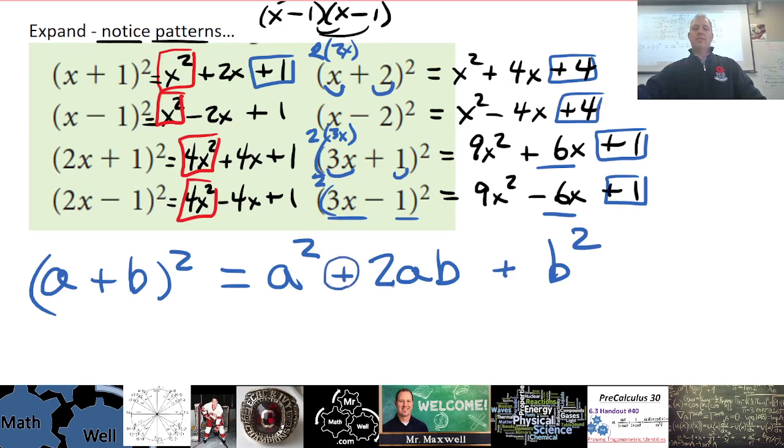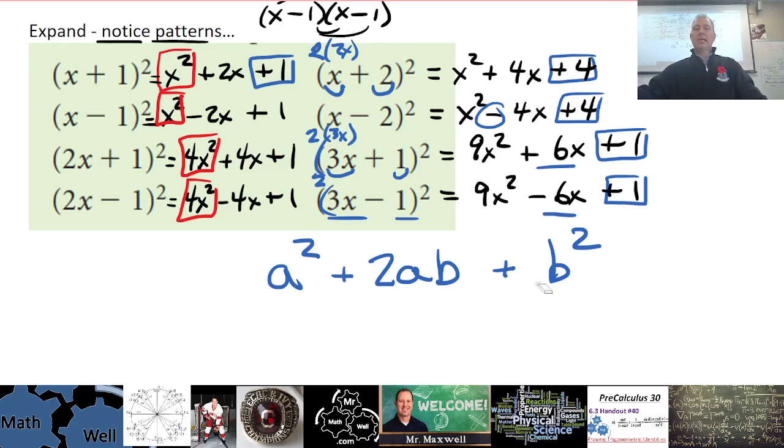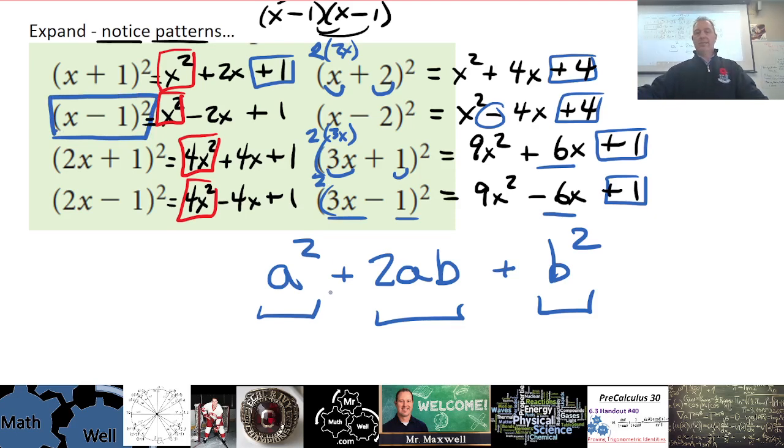Or if b is negative, this sign will also be negative, which is what we see like over here. But this is very important. This is what we get when we expand. That's the pattern. So this is where we're going here today, so that if you see a trinomial, that is a 3-term expression, in this form, then you know that's a perfect square, and it has 2 identical factors. Okay, so if it's in this form, it has 2 identical factors.